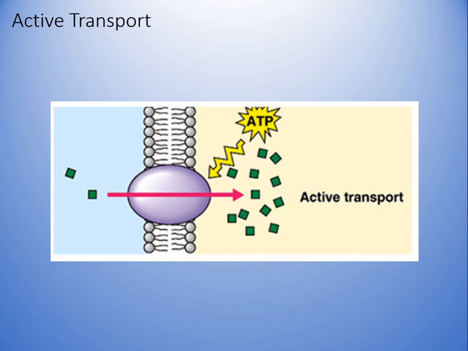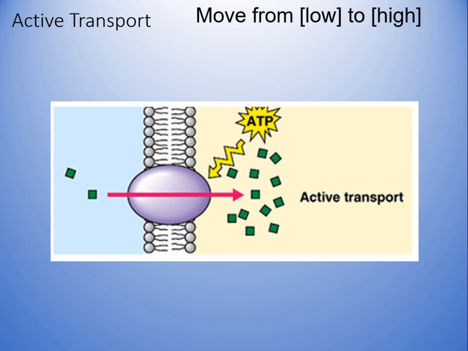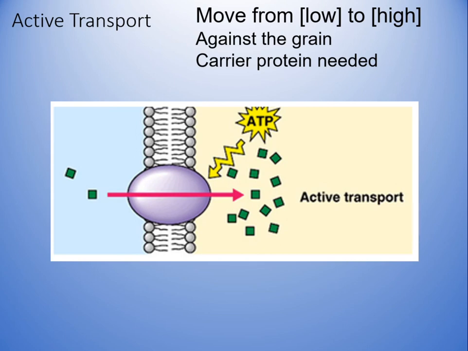The last one is active transport. And all I have to say about this is movement from low to high. This is like pushing a boulder up the hill. This is swimming against the stream, going against the flow, going against the gradient, and this requires energy. So you have to have a protein, can't do it on your own, and you have to have ATP. Look at this picture here. The little green squares are solutes, and they are moving from a place of low concentration to a place of high concentration. That's against the gradient.